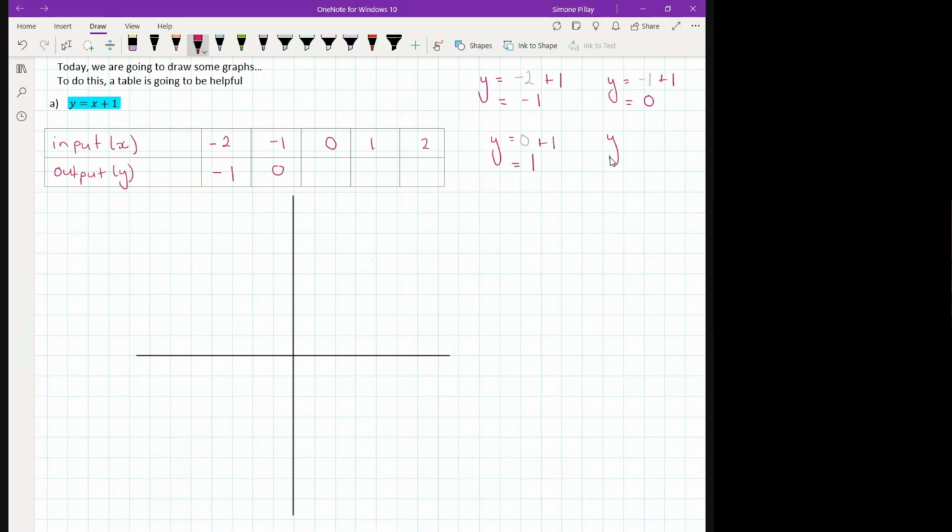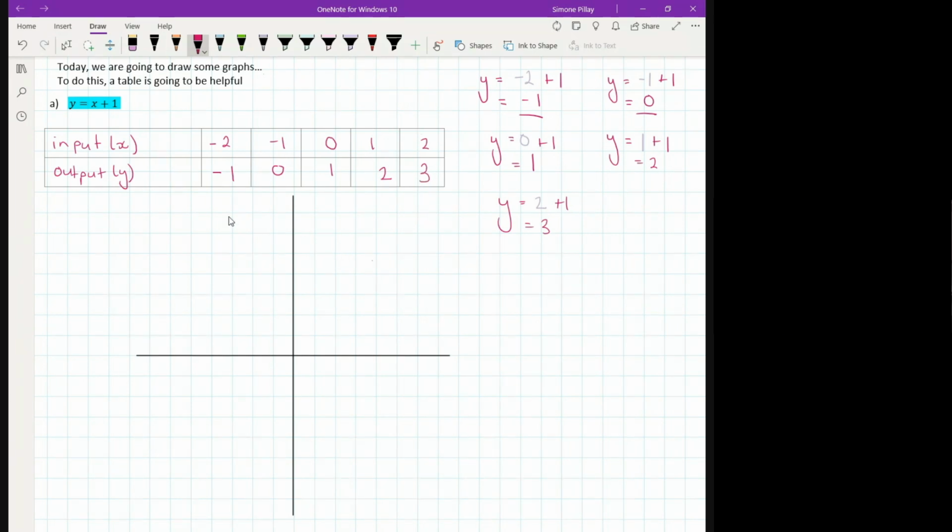And when I have my output of 1 and 2, tell me what you guys are getting. 2, ma'am. 2 and 3. Okay, so this is 2 and this is 3. So you guys are 100% correct. So we have -1, we have 0, we have 1, we have 2, and we have 3.